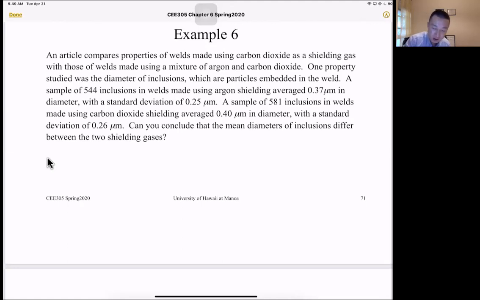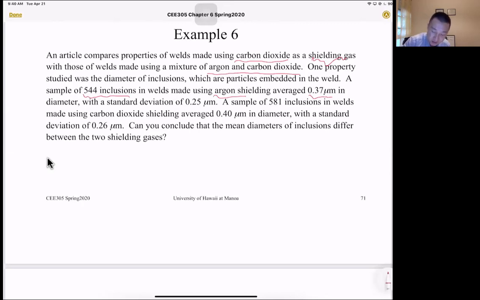So here, an article compares properties of welds made using two shielding gases. One is carbon dioxide. The other is a gas mixture of argon and carbon dioxide. So this is the shielding gas for the weld. One property studied was the diameter of inclusions, which are particles embedded in the weld. A sample of 544 inclusions using argon shielding gas averaged this much.